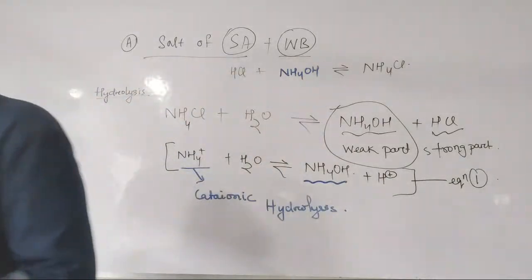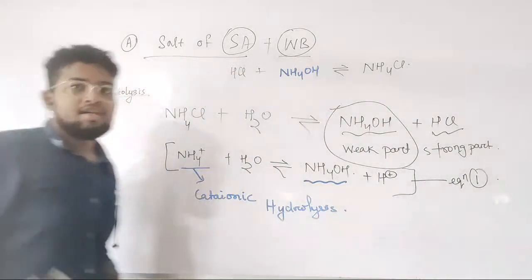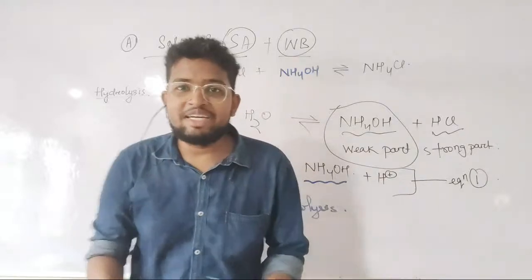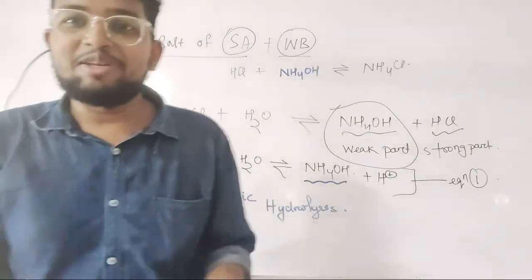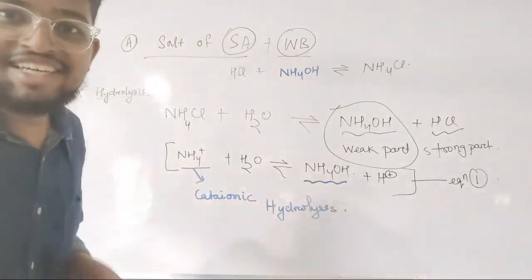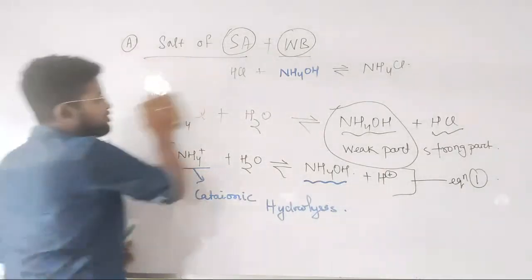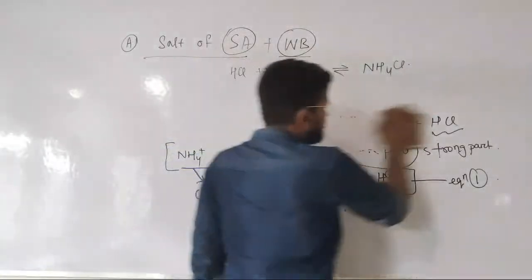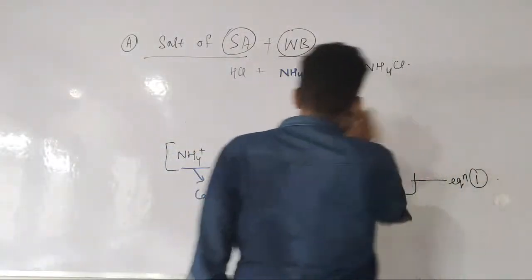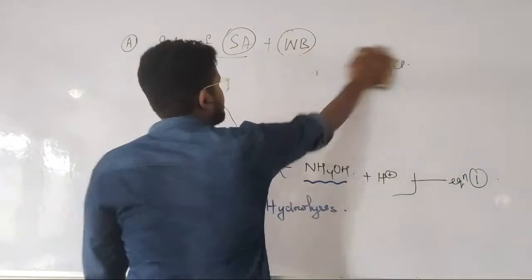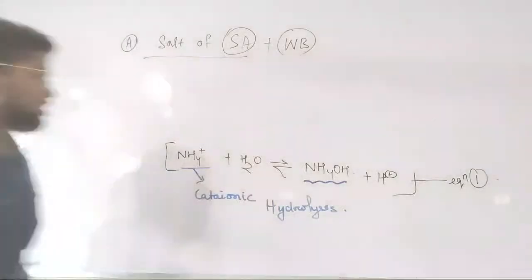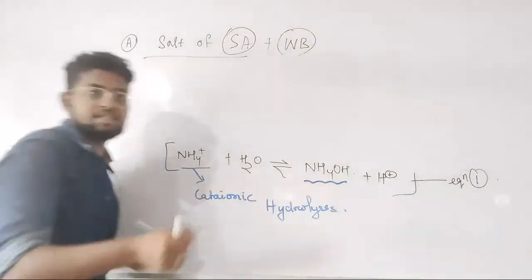And all of you know, whenever we get a new equation, the chemist inside us, the chemical equilibrium, ionic equilibrium specialist inside us tells us to write the equilibrium constant. So can you write the equilibrium constant for equilibrium 1? What will be the equilibrium constant here?